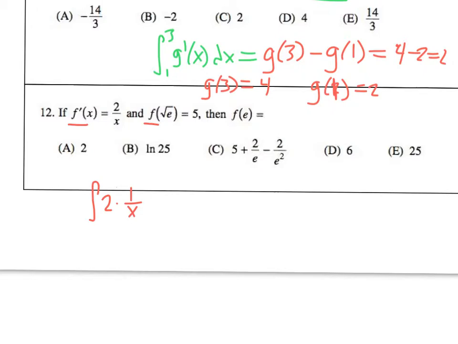And we know that when we're doing something like the antiderivative of f prime of x, from A to B, that's equal to f of B minus f of A. So one of the things that we can do here is kind of create some kind of a starting point.